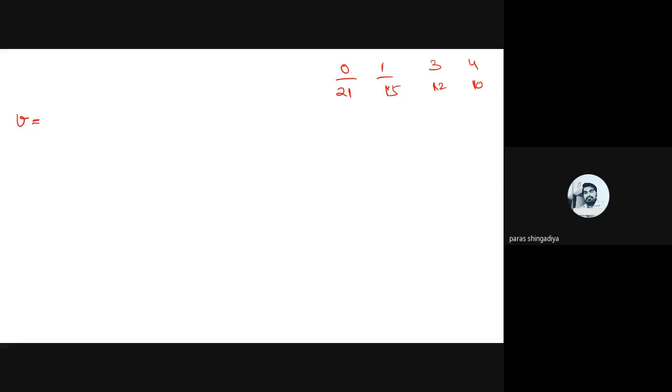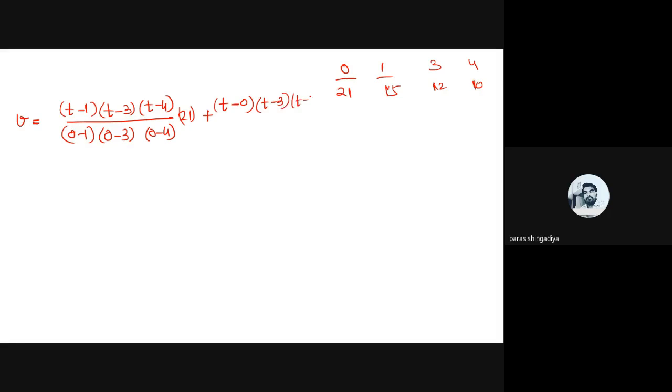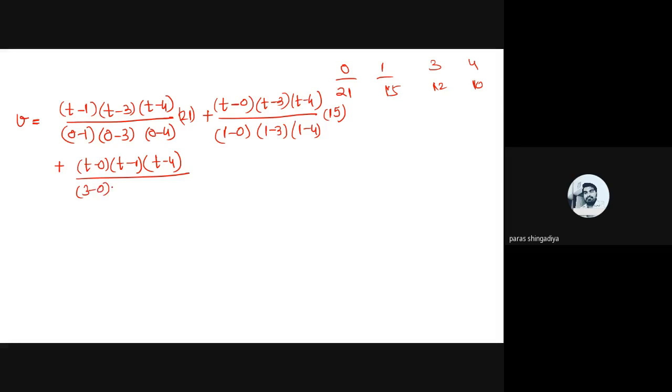So v is equal to (t minus 1)(t minus 3)(t minus 4) divided by (0 minus 1)(0 minus 3)(0 minus 4) into 21. That is the first term. For the second term, skip 1: (t minus 0)(t minus 3)(t minus 4) divided by (1 minus 0)(1 minus 3)(1 minus 4) into 15. Third term: (t minus 0)(t minus 1), now skip 3, (t minus 4), and divide by, using 3 in place of t, (3 minus 0)(3 minus 1)(3 minus 4) into 12.